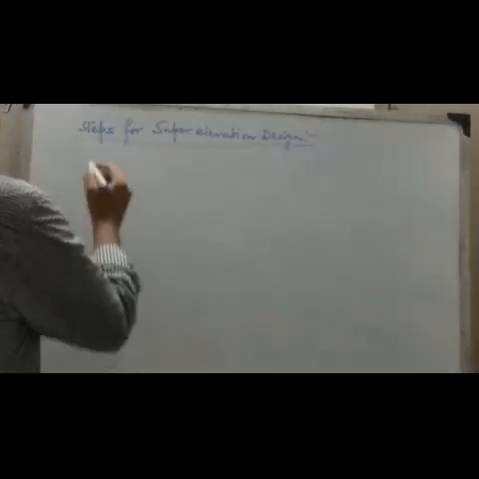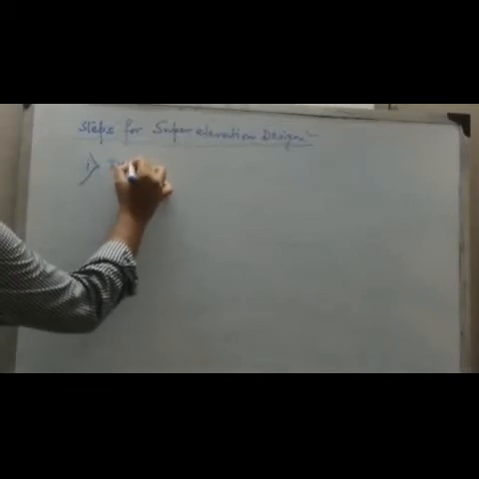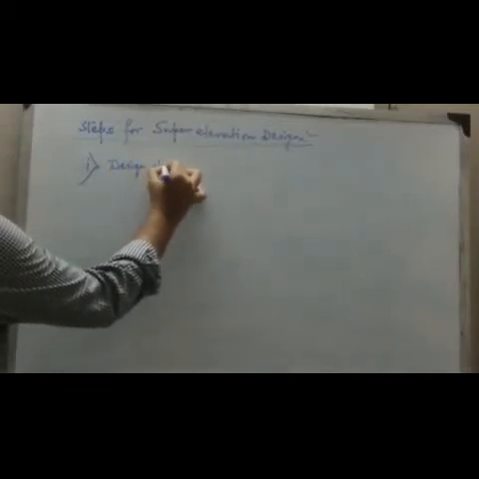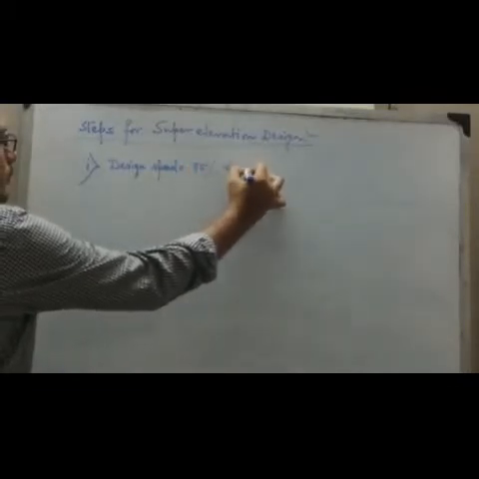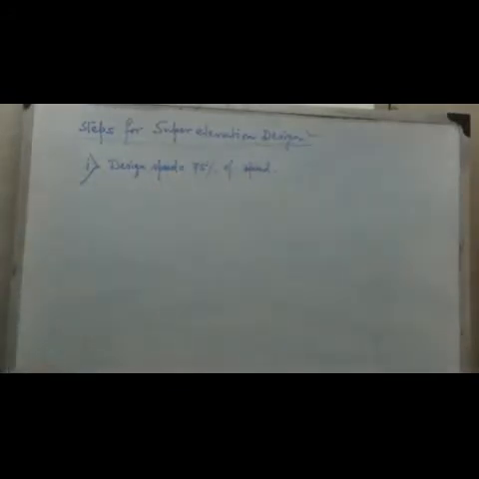So what are the steps actually for super elevation design? The first one is the super elevation for 75% of design speed. That means to design the super elevation, the first thing we have to know is that the design speed should be 75% of speed. This is the first step.